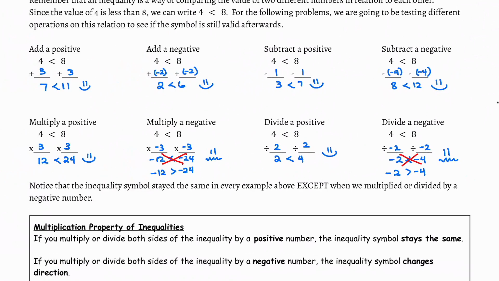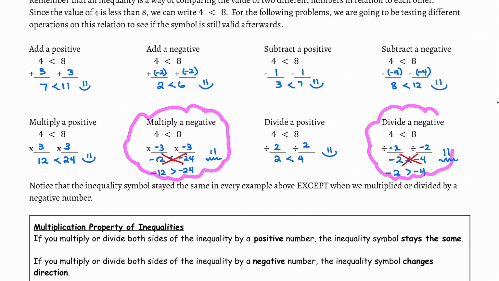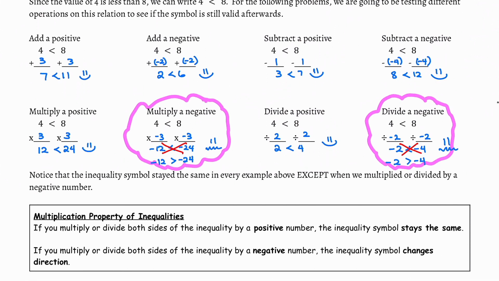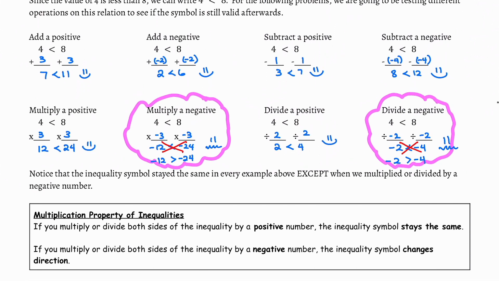So it looked like everything pretty much worked except for this one right here, multiplying by a negative and dividing by a negative. All the other cases stayed the same, but when you multiply and divide by a negative, some weird stuff happens. So it says, notice that the inequality symbol stayed the same in every example except when you multiply or divide by a negative number.